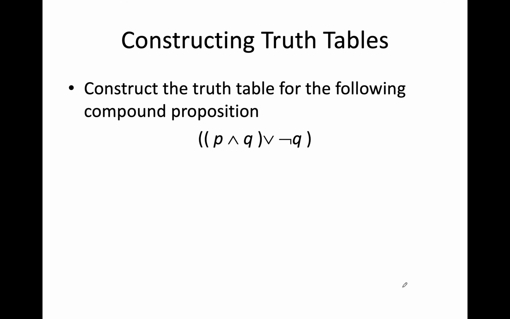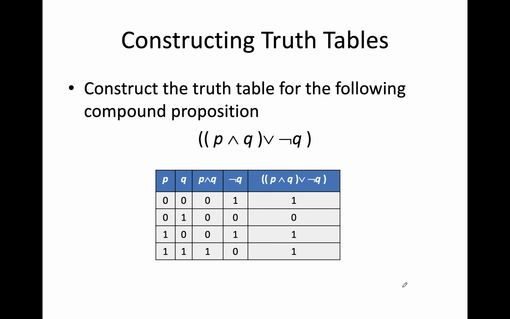Constructing truth table. Construct the truth table for the following compound proposition: p and q, this or not q. The way we're going to construct that is, first we construct our p and q, which we did, then we do a not q, and now we tie it all in together. Remember, an or statement requires one of them to be true and such. And that's basically it. Thank you.